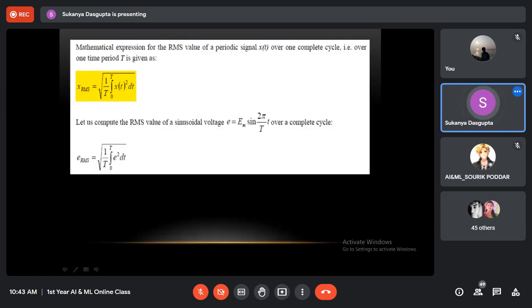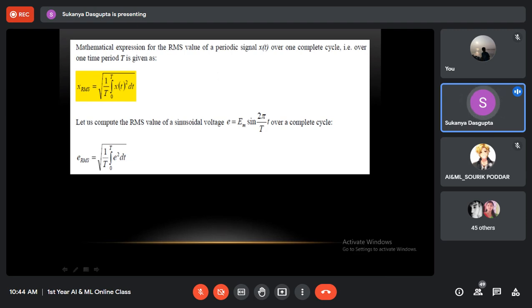So mathematically, how do you express the RMS value of a periodic signal x(t) over a complete one cycle? It will be calculated as square root of 1 by T integral 0 to T x(t) square into dt. For a pure sinusoidal wave, whose mathematical expression is Em sine 2 pi by T, over a complete cycle we will consider the full time period as the total time. So in case of average, for a periodic signal like a sinusoidal signal, we consider the half time period, but for the RMS value, we'll consider the total time period, that is capital T. So it is simply square root of 1 by T integral 0 to T e squared dt.